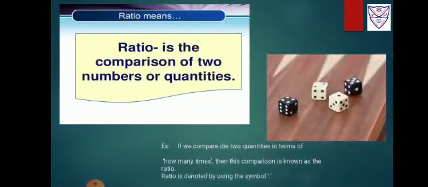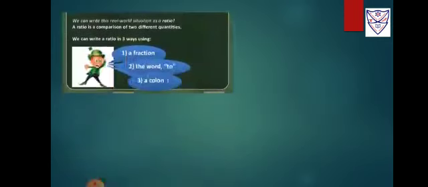Let us take one more example. If we use the ratio to compare things of the same type, for example, number of girls to number of boys in your classroom. Now, ratio is denoted by which symbol? It is denoted by the colon symbol. Let us understand the different ways of writing ratios. There are three different ways of writing ratio: a fraction, the word 'to', and a colon.